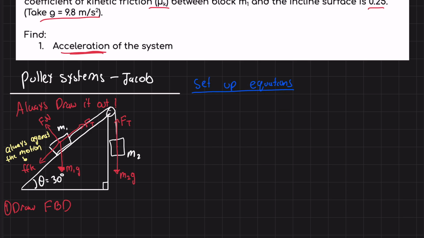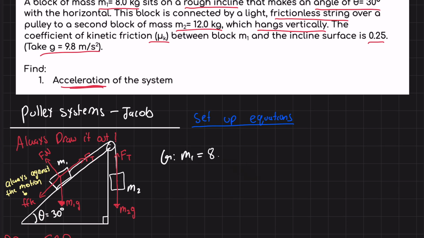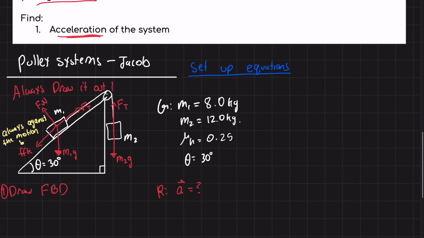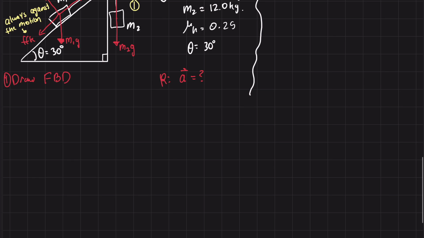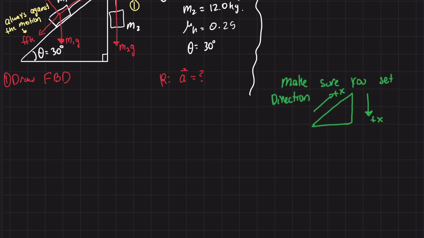Our next step is to set up our system of equations. First, I like to write out our givens, then our required. Let's start off with the first equation of mass 2. It's important to choose the direction of the system, and in this case mass 2 is heavier than mass 1, so I know the system is going downwards.